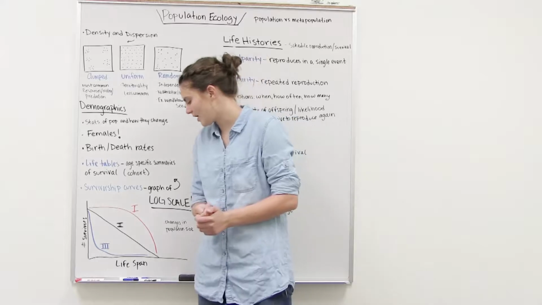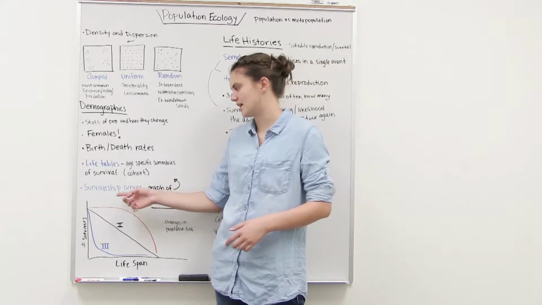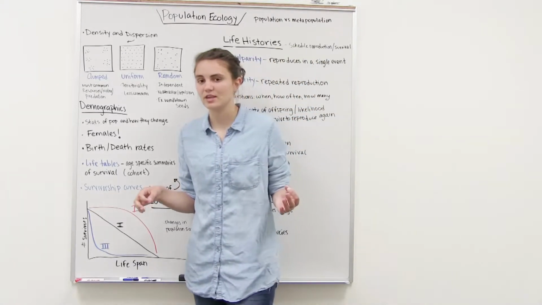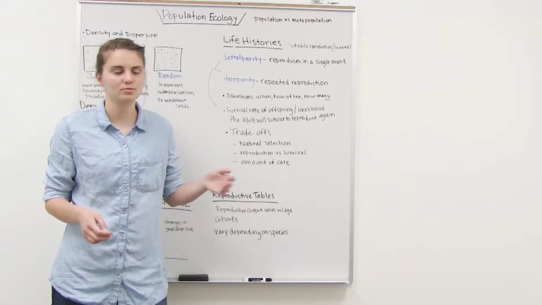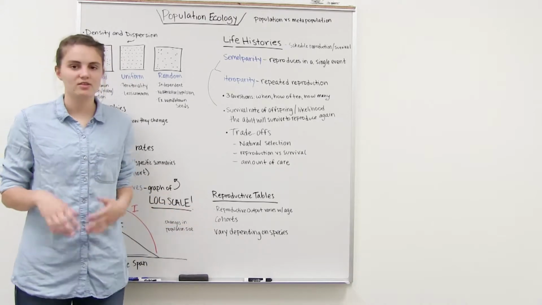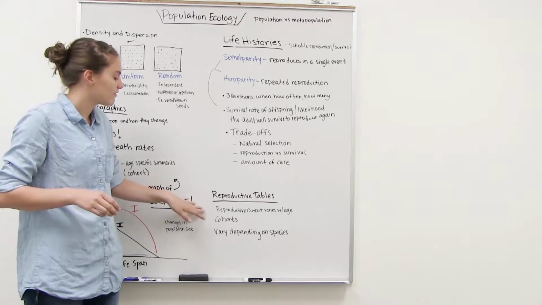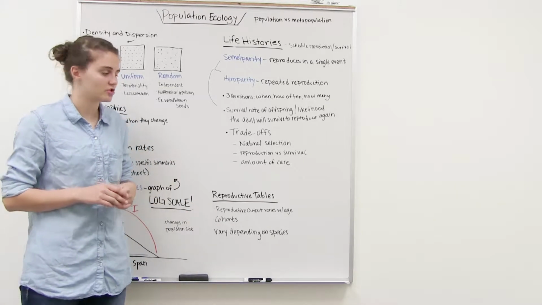And so this is one of the main ways we're able to identify changes in population size: these death rates. But on the flip side, we also have to be looking at the birth rates, because it's not just the death rates that change population, it's also the number of individuals we're adding. So one way we do this is with reproductive tables.